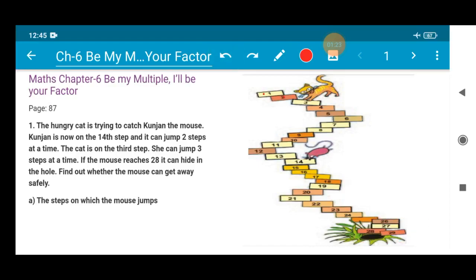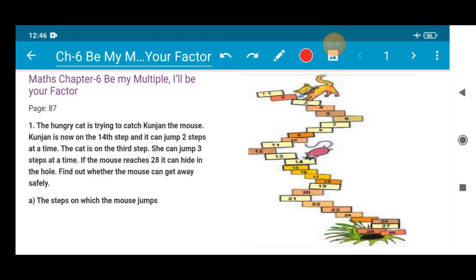So Kunjan is on the 14th step, and it can jump 2 steps at a time. That means from 14 she can now reach 16. When she jumps, one jump will be of 2 steps, in addition of 2 steps. So after one jump from 14, Kunjan will be on the 16th step. That means she is jumping how many steps? Two steps at a time.